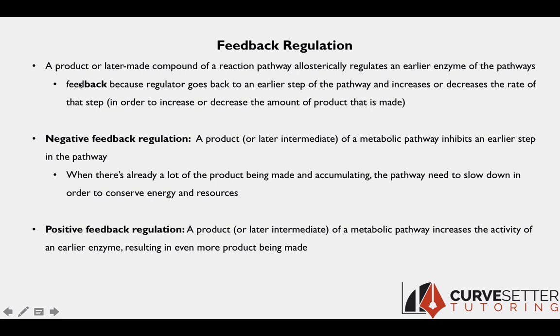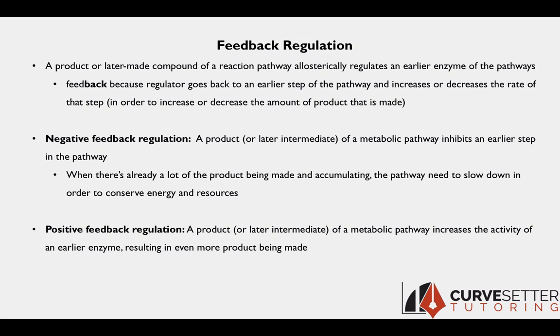So of course, if the product goes back and decreases the rate of the enzyme, then overall you're going to have less product made out of that pathway. So there's negative feedback and positive feedback regulation. Negative feedback regulation occurs when a product or a later made intermediate of a pathway inhibits an earlier step in the pathway. And negative feedback regulation is the more common type.